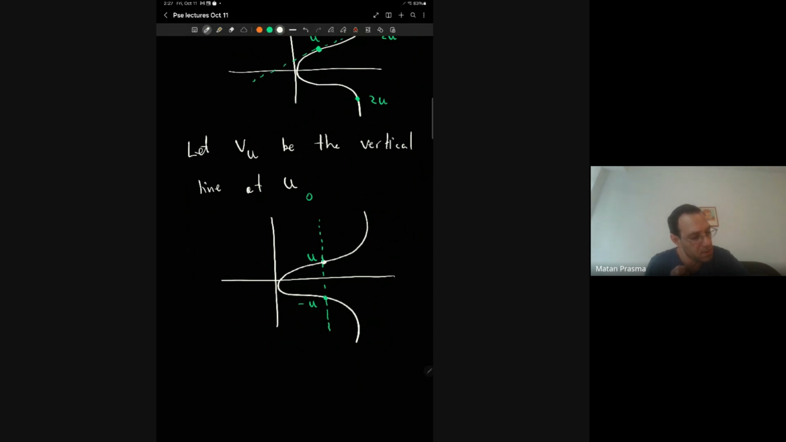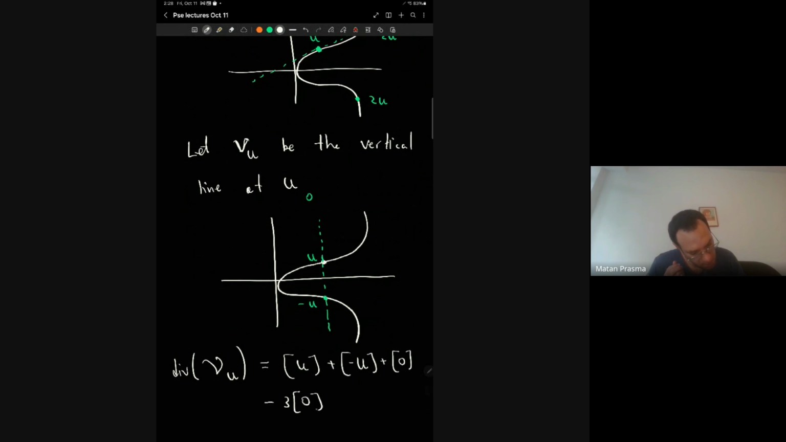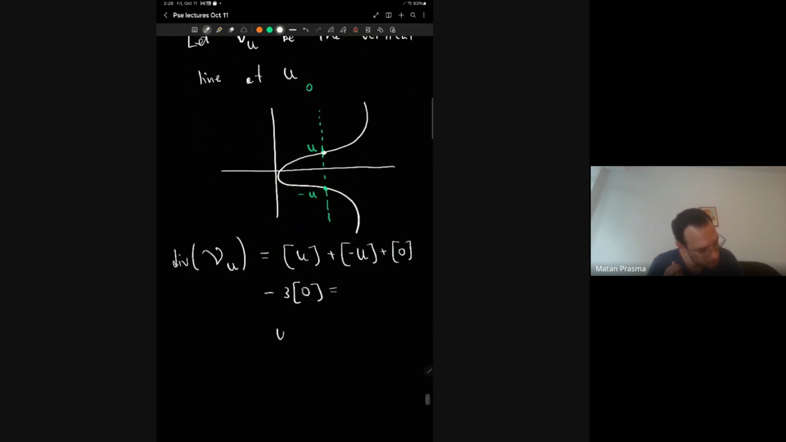So this ν_U has a divisor that has U, minus U, O, and then minus 3O. So I might as well write it as U plus minus U minus 2O.